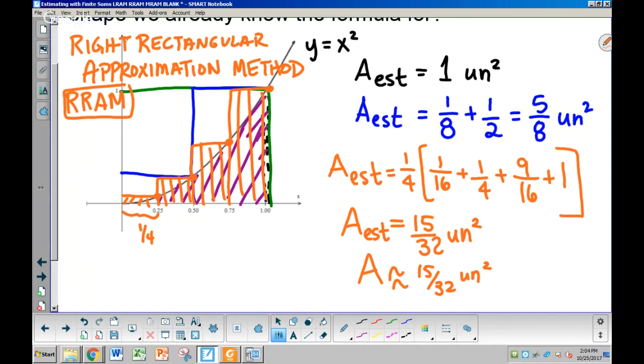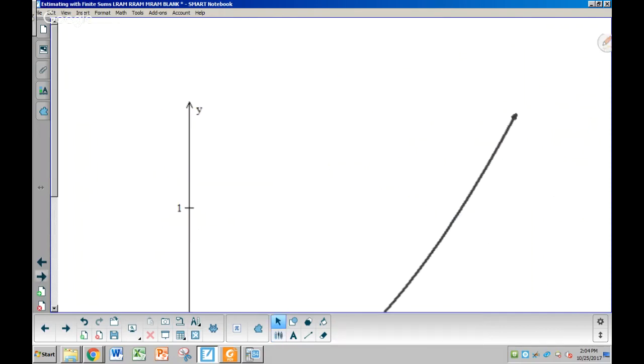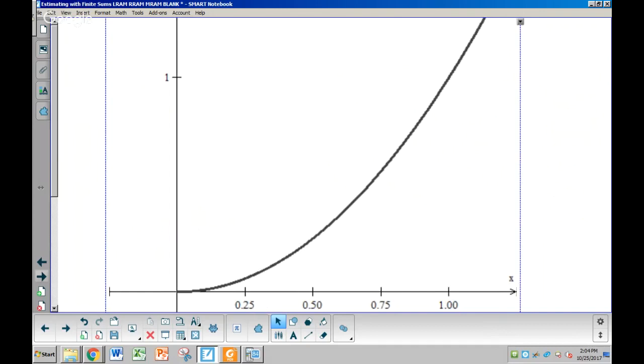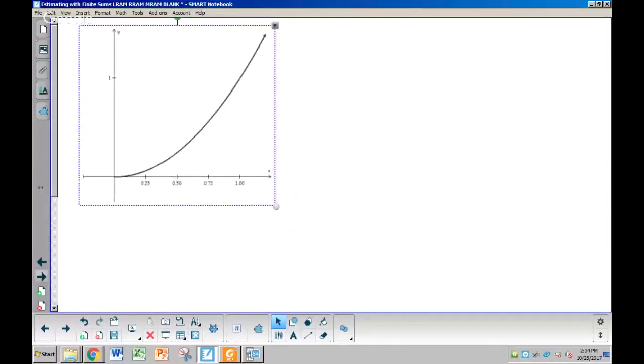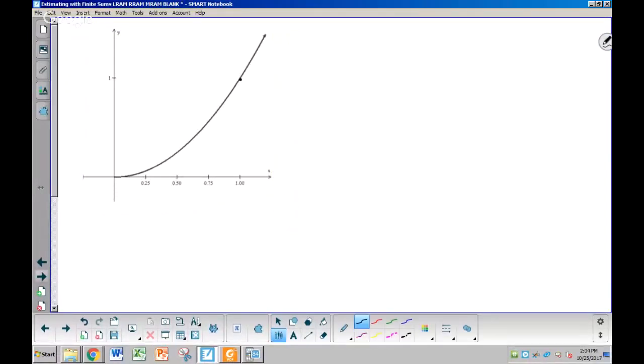If you wanted it to be more accurate, could you alternate whether you chose the right or the left? Yeah, we could, but we're not gonna do that. Okay. Could I have chosen the left edge? The left upper vertices? Well, that's what we're gonna do. We're gonna do LRAM. So we have another blank grid here, and we're gonna use 4. We're still finding the area under the curve from 0 to 1. And I'm going to choose the left edge.